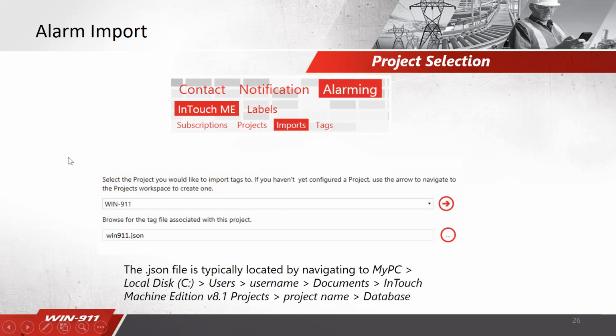On this tab, this is where you'll just name your project, and you can select your JSON file from InTouch ME. You can also use the little ellipse to access that file, but here's some instructions on where that file is typically located.